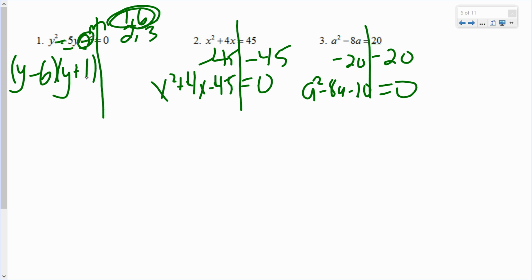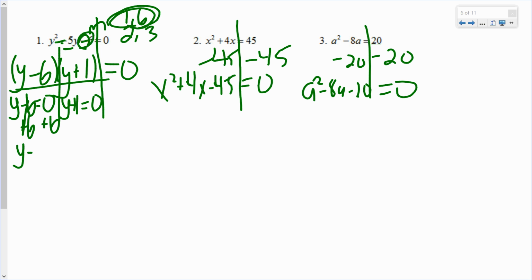Once I factor, I need to set each factor equal to 0. So I'm setting y minus 6 equal to 0. I'm setting y plus 1 equal to 0. I add 6 to both sides. On this equation, I subtract 1 from both sides. On that equation, y equals 6, y equals negative 1 is your answer. You're going to always get 2 answers for these. Quadratic equations will always have 2 answers.